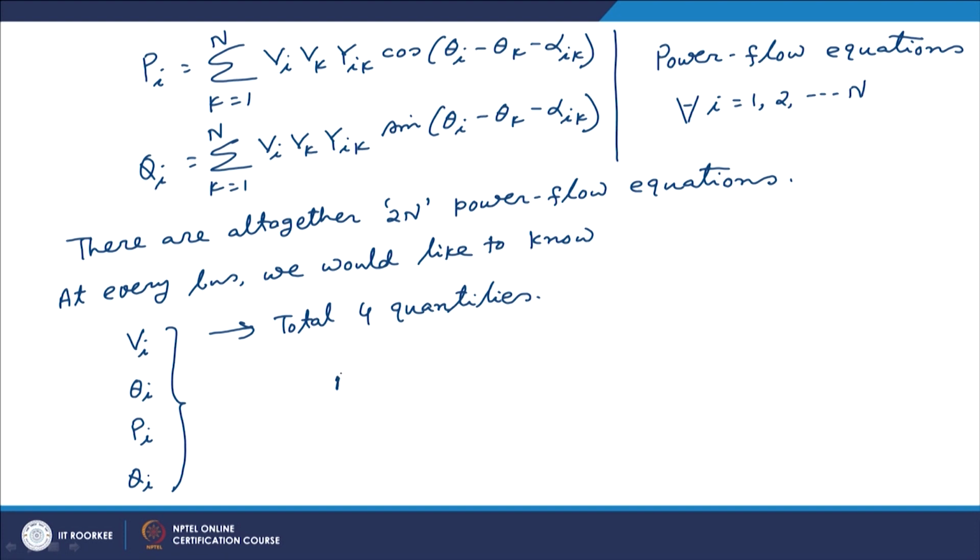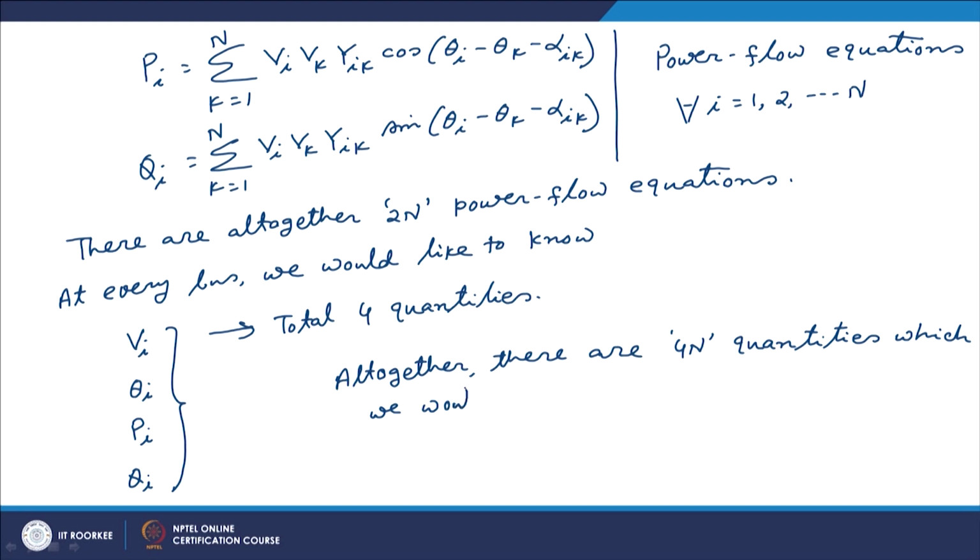So altogether there are 4n quantities which we would like to know, or which are actually necessary for completely defining the power system. So now what do we have? We have 4n quantities which we would like to know, but we have got only 2n equations. So obviously my number of unknowns is just twice the number of equations. So obviously we cannot solve for all these 4 quantities.